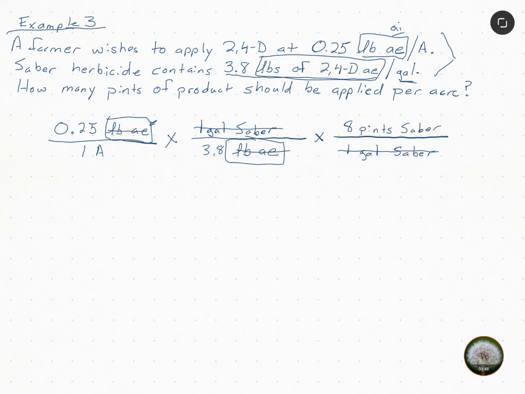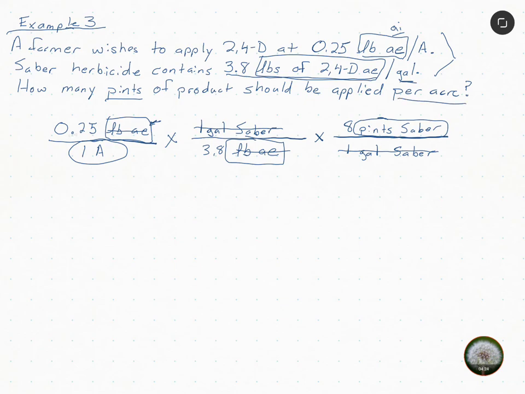Those cancel out, and so what we're left with, if we look at the units left, so the pounds of acid equivalent is canceled out, gallons of Saber is canceled out. So these are the units that are left in the numerator. And again, if we look at the denominator, gallons is canceled out, pounds of acid equivalent is canceled out, and acres are the units in the denominator. So if we multiply this through, we're going to get pints of Saber per acre, and that is exactly what we're looking to get. Pints of product should be applied per acre.